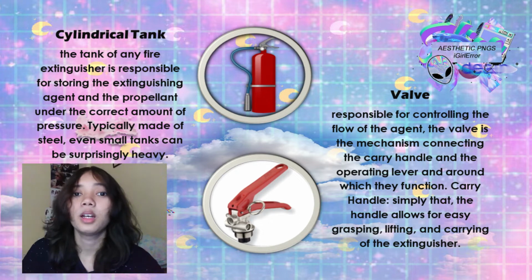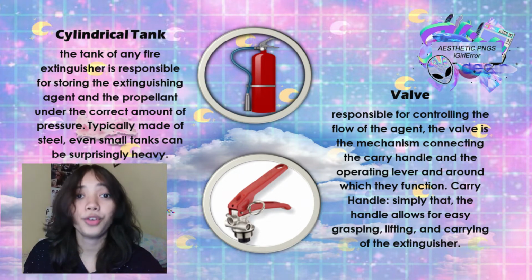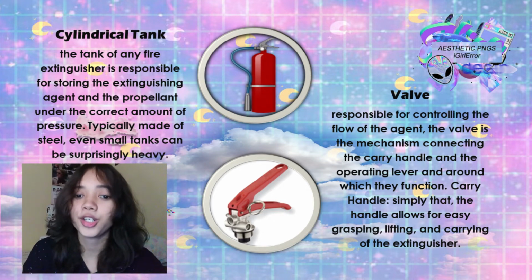To use it properly and to understand how an extinguisher works, we need to know first about the different parts of a fire extinguisher. So, we have the cylindrical tank. The cylindrical tank in any fire extinguisher is responsible for storing the extinguishing agent and the propellant under the correct amount of pressure, typically made of steel. Even small tanks can be surprisingly heavy.